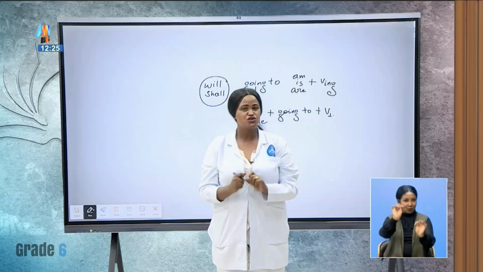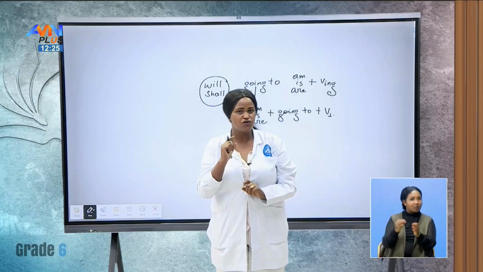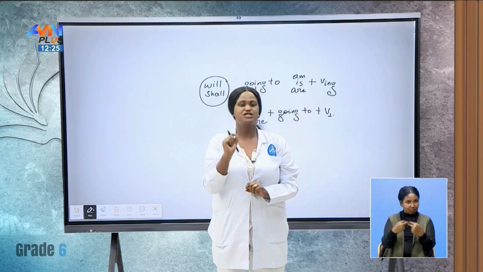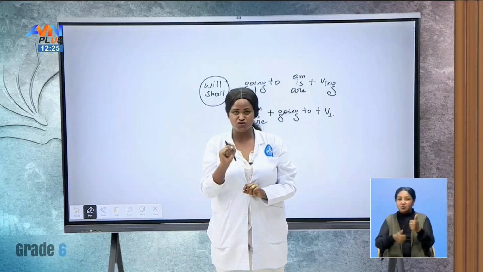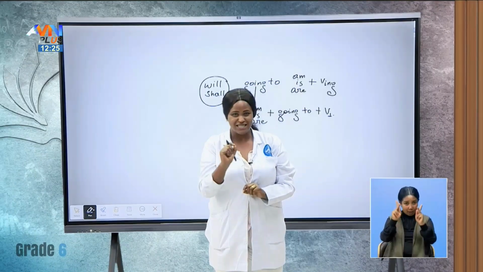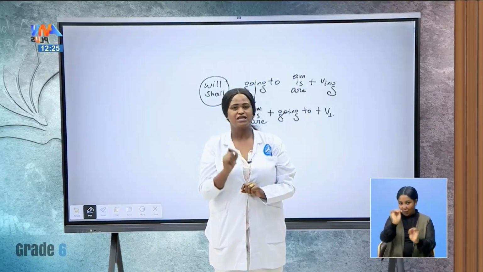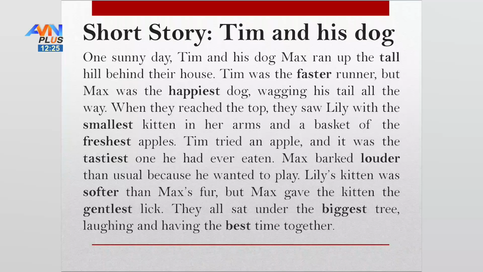I will tell you a story and listen carefully and note down the adjectives that I mention in the story. Okay? Listen, it's a very short story. The title of our story is Tim and his dog. Tim is a young boy and his dog's name is Max. Now listen to the story and try to identify the adjectives that I mention in the story.